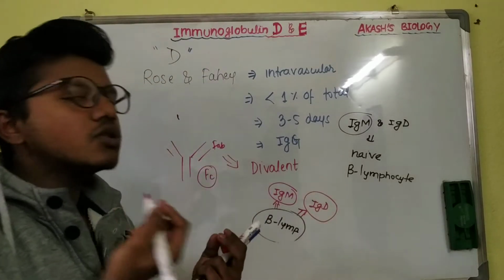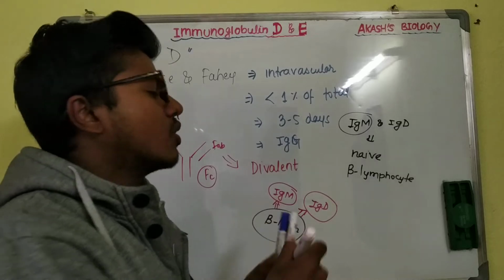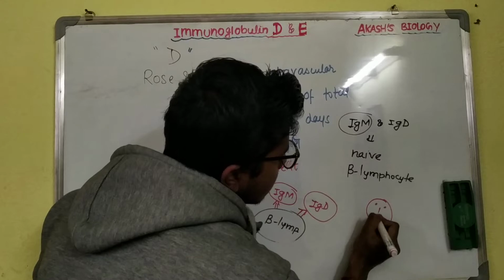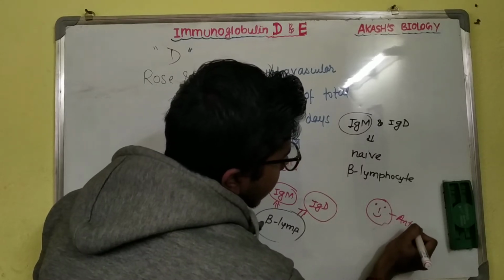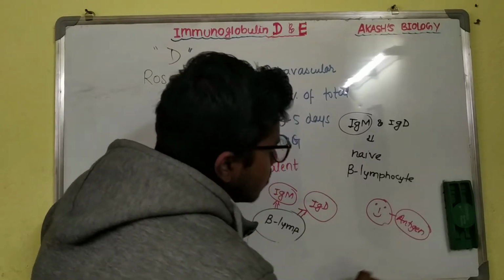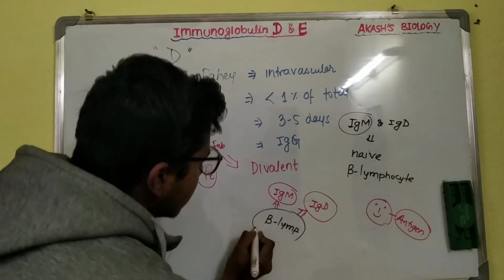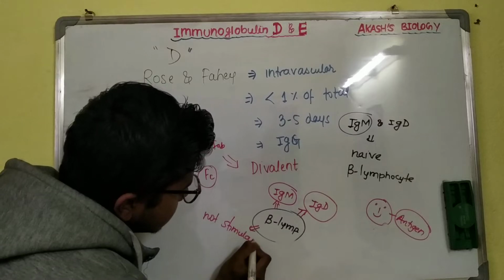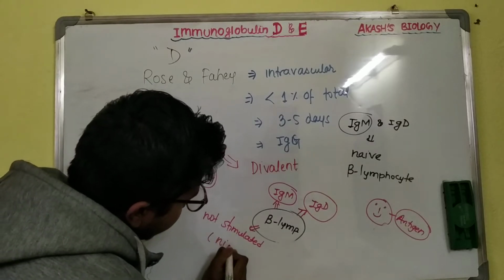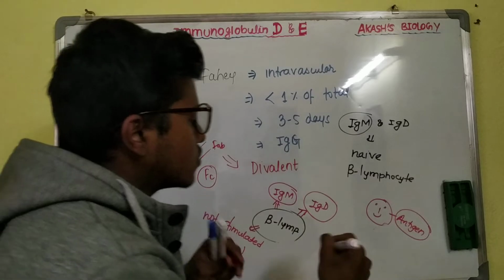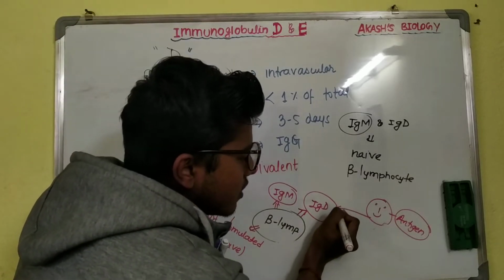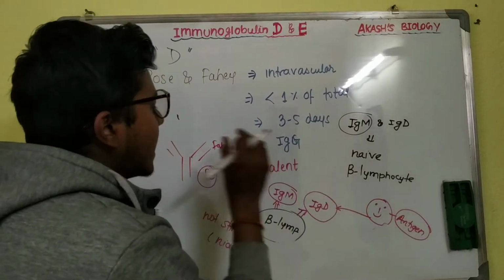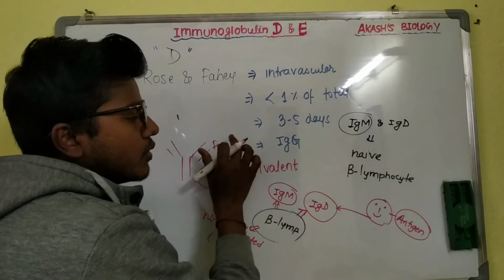So what is the main function of IgD? Whenever an antigen comes, let's say this is the antigen, as this B lymphocyte has not been stimulated yet, it is a naive form. So this antigen will first react with IgD, that is, with the FAB fragment or paratope of IgD.